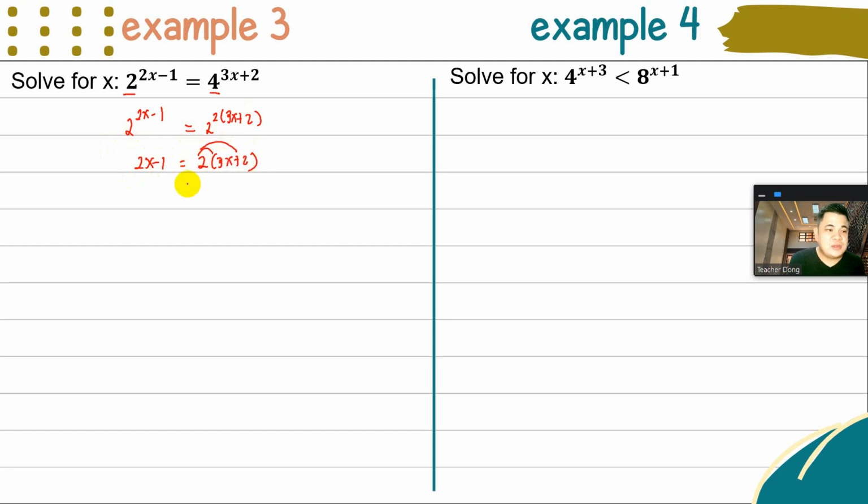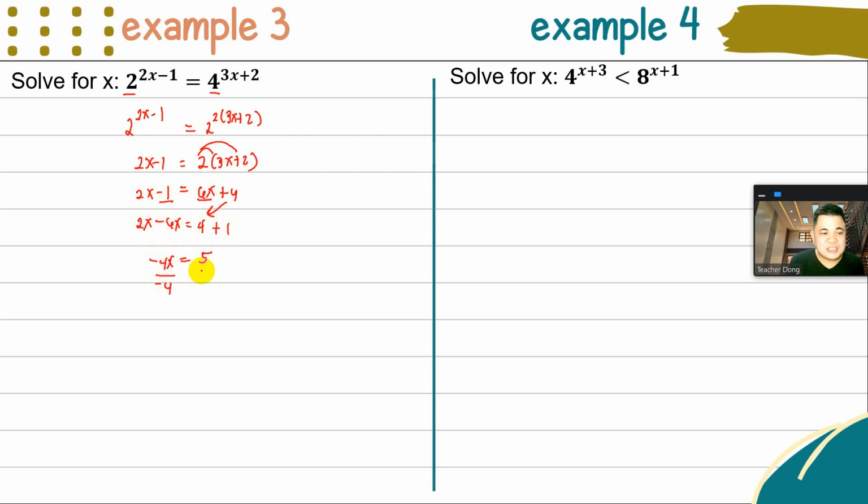And then distribute this, you will be getting 2 times 3x is 6x, and 2 times 2 is 4, equals 2x minus 1. Then we will be combining the similar terms as well. So 2x, and then opposite transpose 6x, it will become negative 6x, and bring down 4, and then transpose negative 1, this will become positive 1. So 4 plus 1 is 5, and 2x minus 6x is negative 4x.